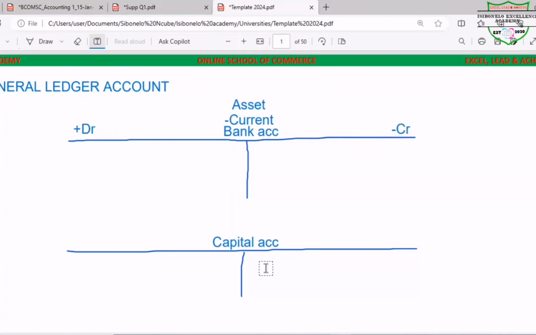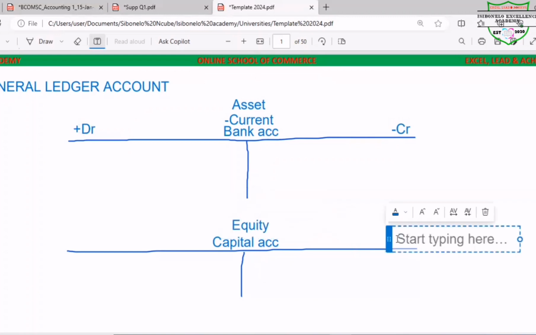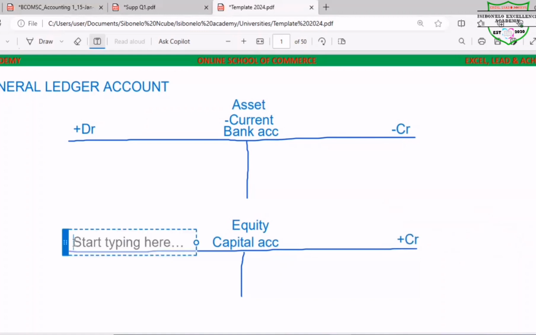And then another account is capital account. So capital is an equity account. So this one is an equity account. So in terms of debit and credit, all equity accounts increase on the credit side, and they are negative or they decrease on the debit side.